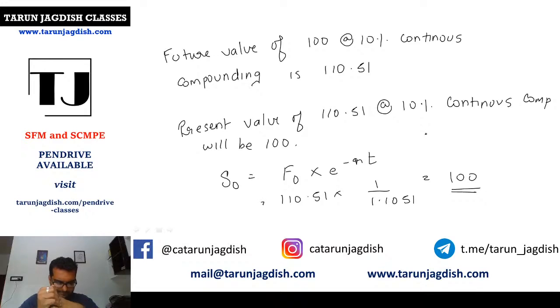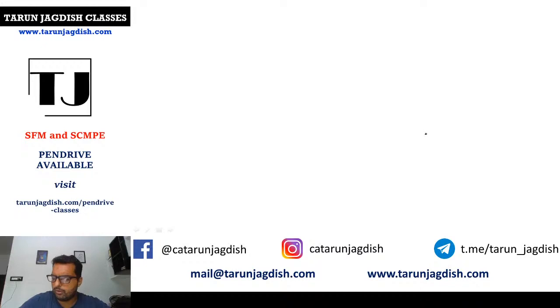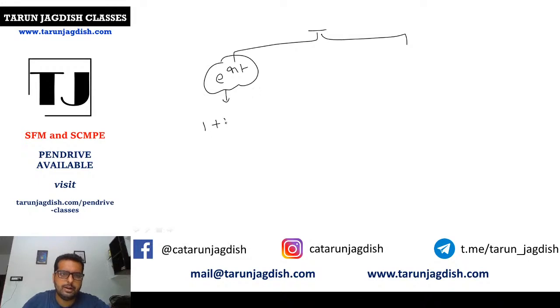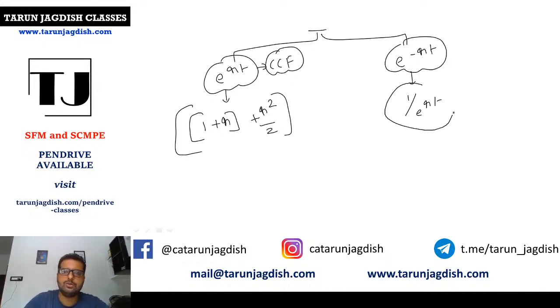Alright friends, I hope you have all put up till here in your books now. So we have learned what is present value using continuous compounding, what is future value also. Let me repeat the terminology. We learned e raised to rt. This is nothing but 1 plus r square divided by 2. This is what I call the continuous compounding factor. And e raised to minus rt is nothing but 1 divided by e raised to rt. Just write down this so that you have no confusion at all.